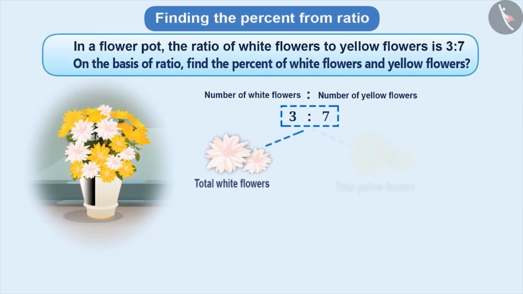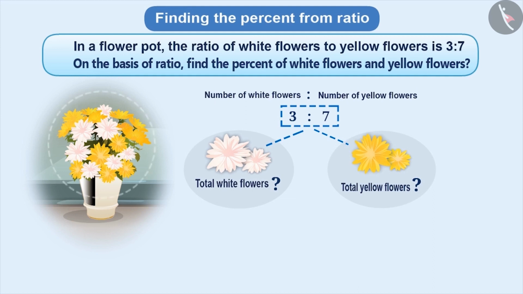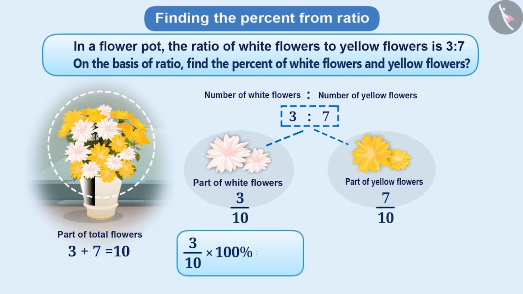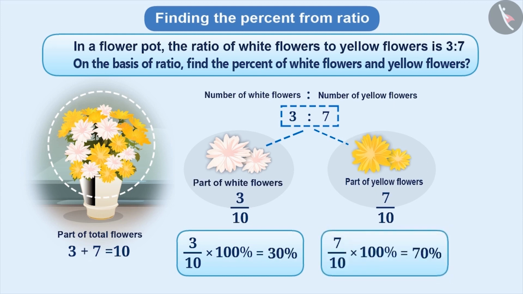we cannot get the actual number of objects with the ratio, but we can find the total number of parts of each object. Here, out of the total flowers, 3 parts of white flowers and 7 parts of yellow flowers are there. In this way, we can say that here 3 plus 7 is equal to 10, out of which 3 parts are white flowers. Therefore, part of white flowers is 3 by 10 and yellow flowers will be 7 by 10. Now, we can express it as percent. 3 by 10 into 100% is equal to 30%, and 7 by 10 into 100% is 70%.